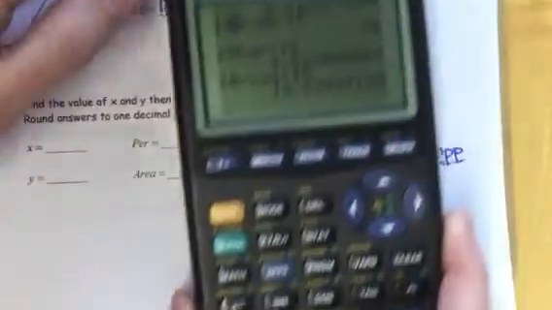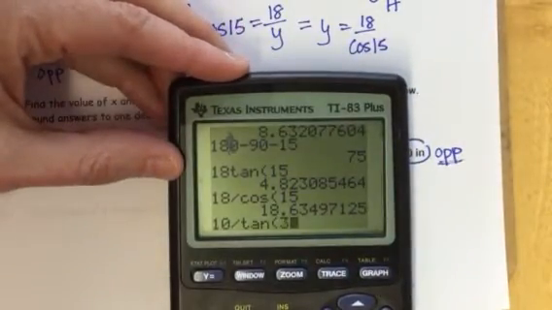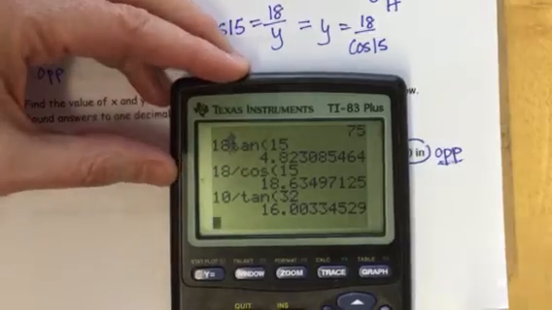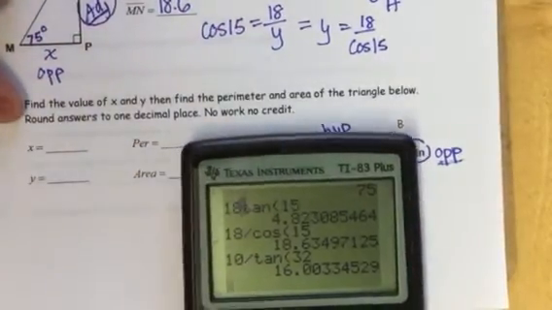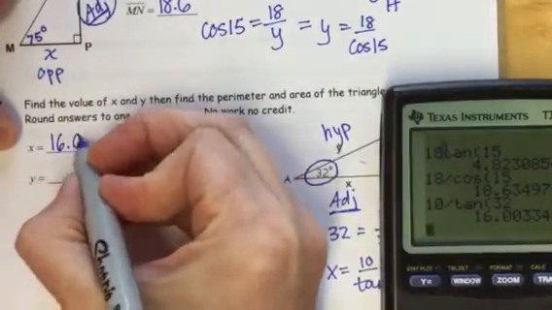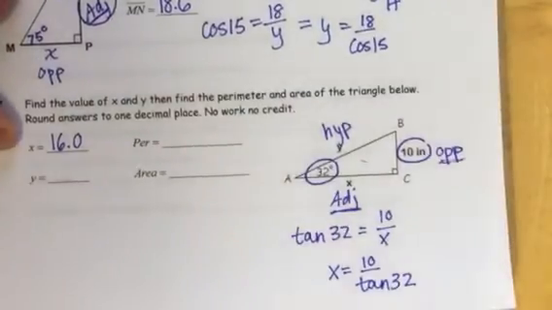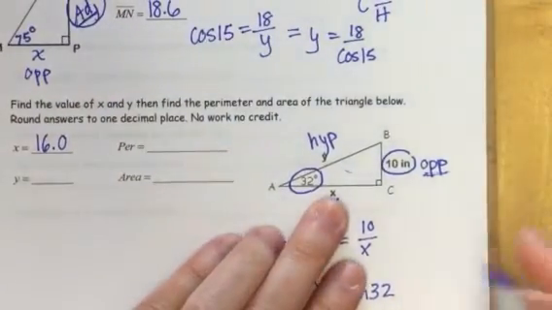Let's try that in the calculator and see what we get. 10 divided by tan 32. I got 16.00. It says round to the 1 decimal place, so it's not a bad idea to indicate that we did do that. 16.0. Doesn't really change the value, but it shows that we rounded correctly and did what they were asking for.